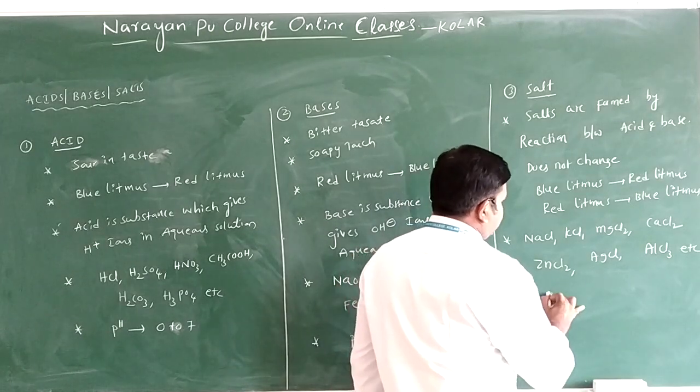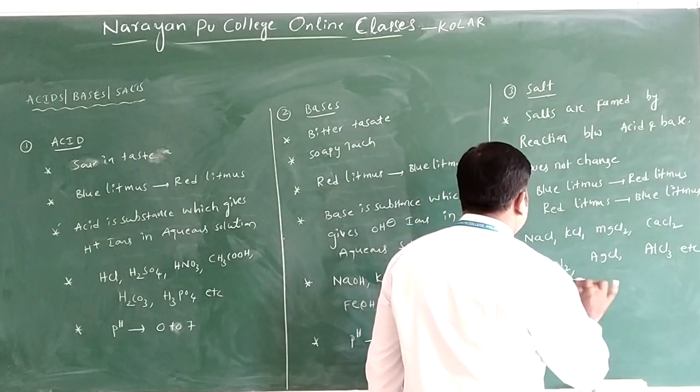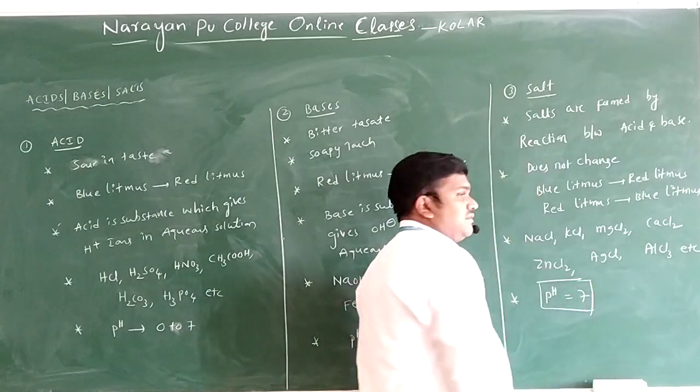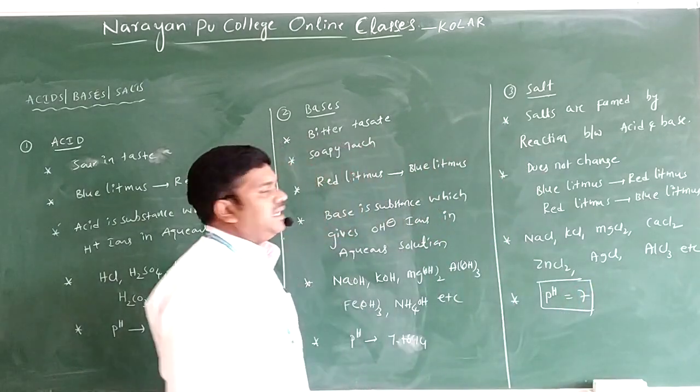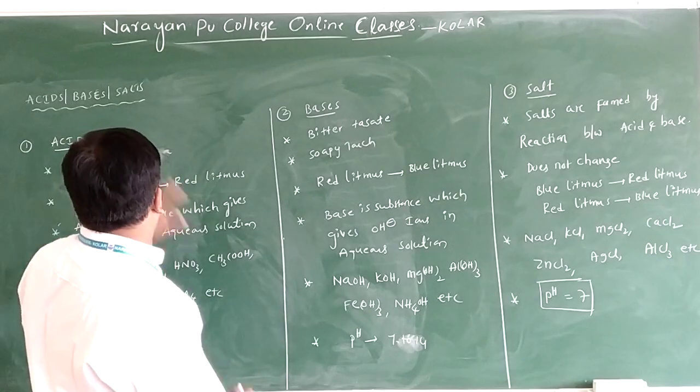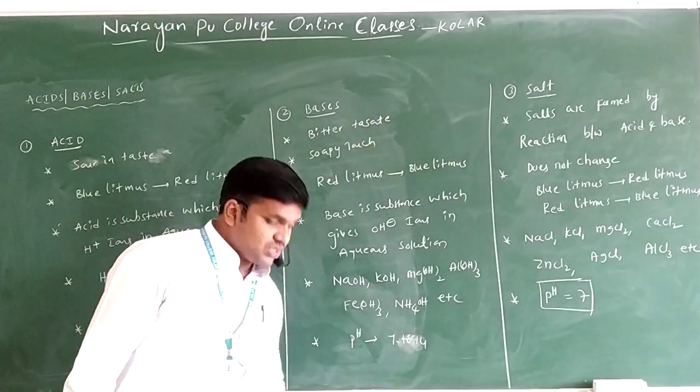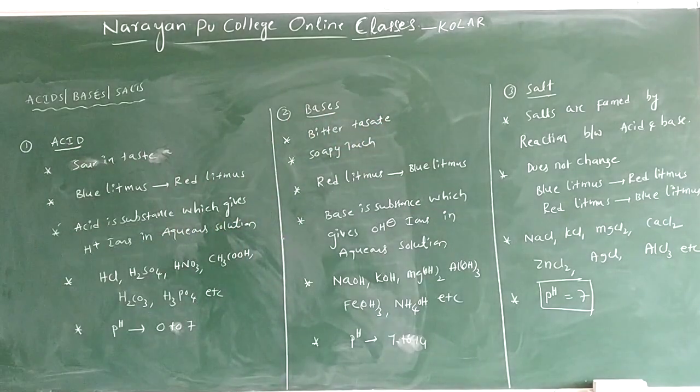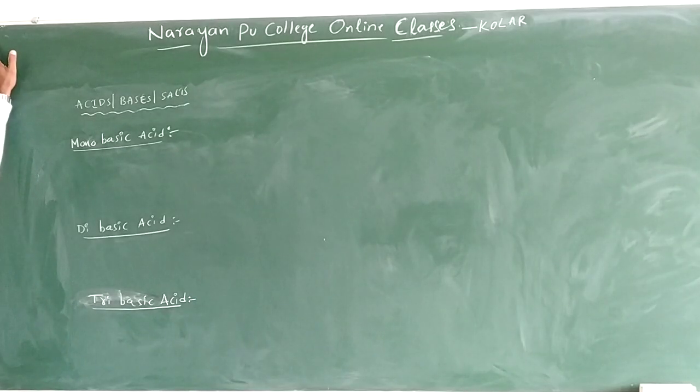What is the pH of this compound? The pH is exactly 7. So this is the introduction to acids, bases, and salts. Now for acids, we have 3 types of acids: monobasic acid, dibasic acid, and tribasic acid.